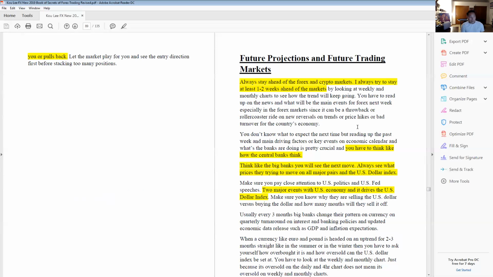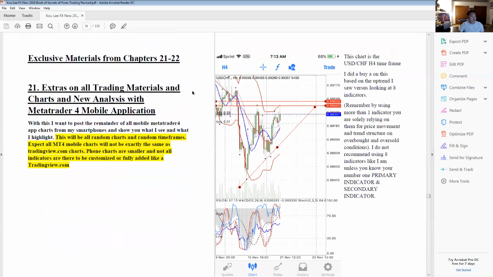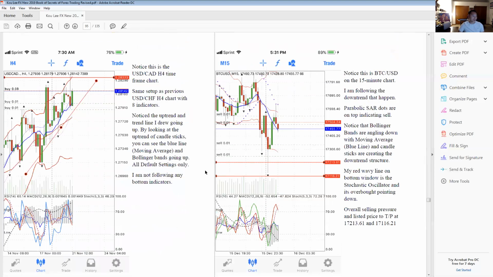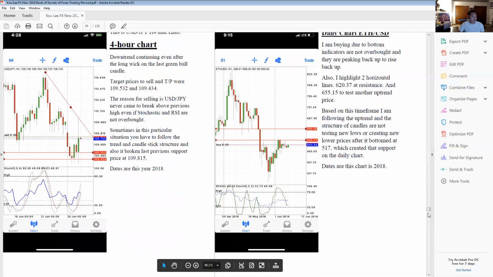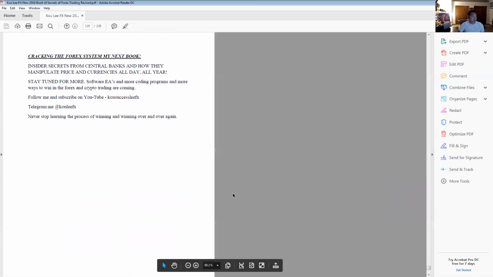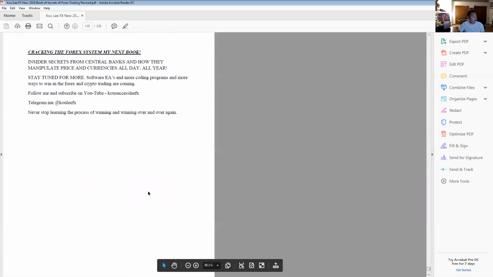And so, let's see. Yeah, very good. I added some more stuff in here. Charts, self-explanatory. I don't really want to run through every single chart and explain, because I typed out and explained a lot on the chart, why I was selling, why I was buying. What else do I want to run through here before I cut off?